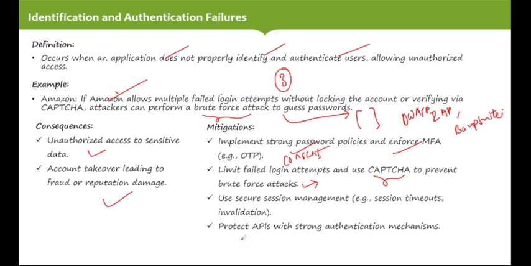Another thing is to protect APIs with strong authentication mechanisms. We need to set the API URLs, and the API endpoints need to have strong authentication mechanisms. These are all the good security practices that we need to follow in order to avoid this kind of vulnerability.